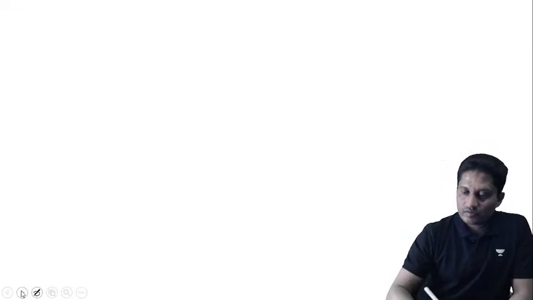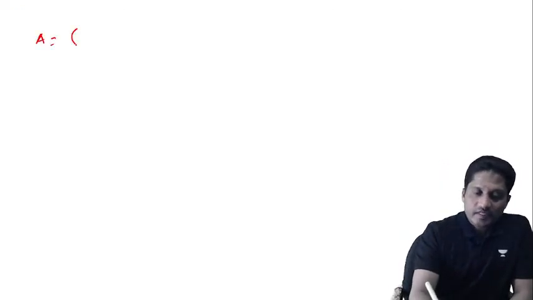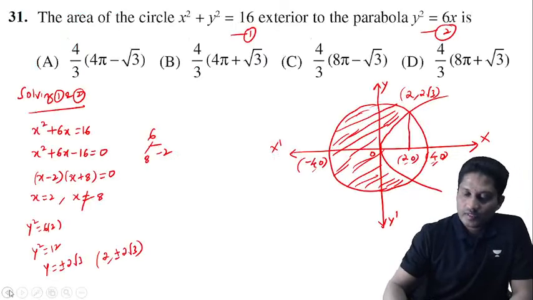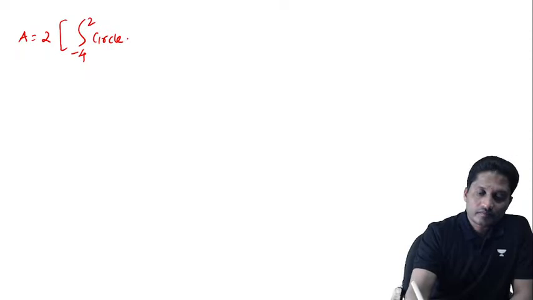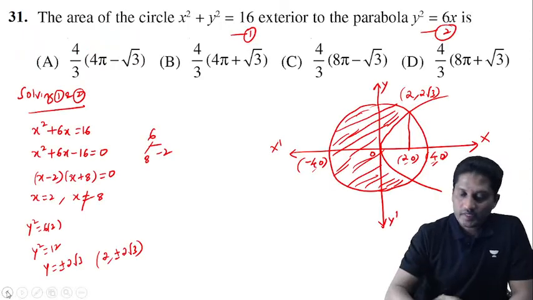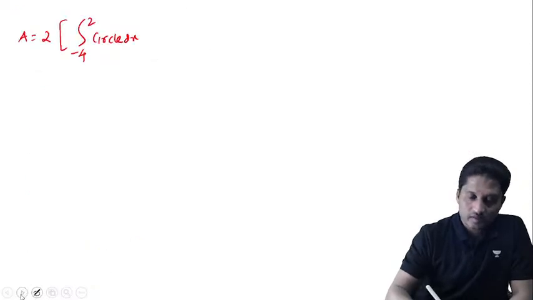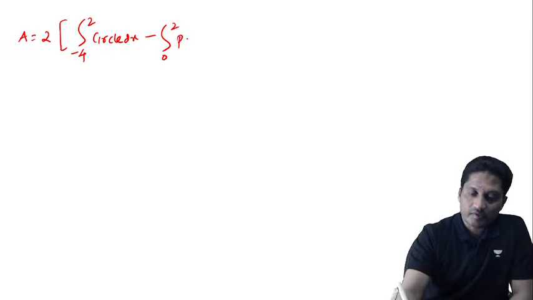That is, area is equal to integration of minus 4 to 2, you take the circle, area is equal to 2 times. I'm finding only the first quadrant, multiply by 2. Minus 4 to 2, you take the circle, cut the parabola out, minus 0 to 2, and then you get the parabola dx.